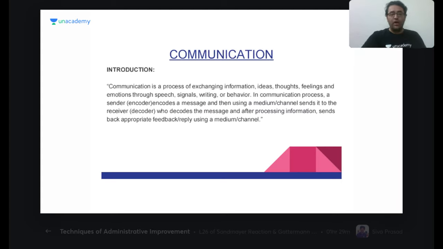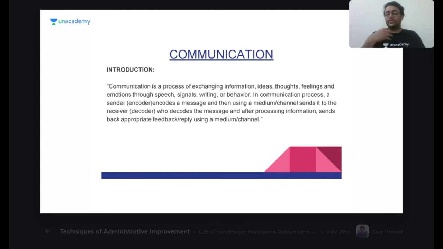All right, what is communication? Communication is the process of exchanging information, ideas, thoughts, feelings, and emotions through speech, signals, writing, or behavior. In the communication process, a sender, that is the encoder, encodes the message and then using a medium or channel sends it to the receiver, the decoder, who decodes the message and, after processing the information, sends back appropriate feedback using a medium or channel.